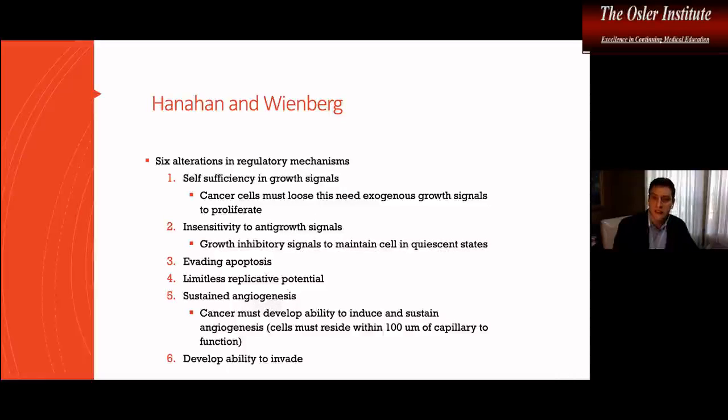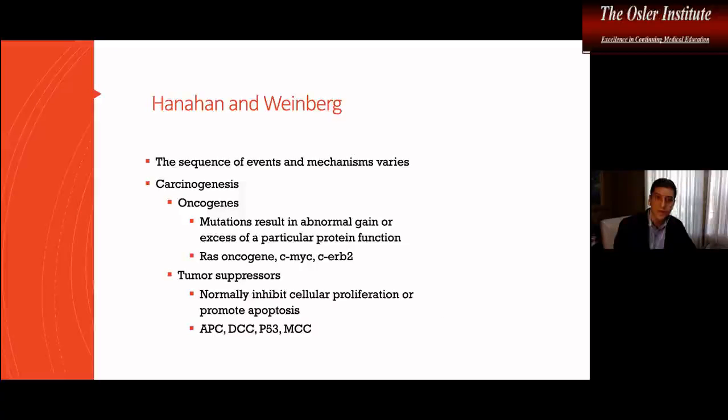There's insensitivity to anti-growth signals, so growth inhibitory signals to maintain cells in quiescent states, evading apoptosis, limitless replicative potential, and sustained angiogenesis. So they must develop the ability to induce and sustain angiogenesis, otherwise it'll outgrow its blood supply and become necrotic, and then also develop the ability to invade. And the sequence of these events and mechanisms varies.